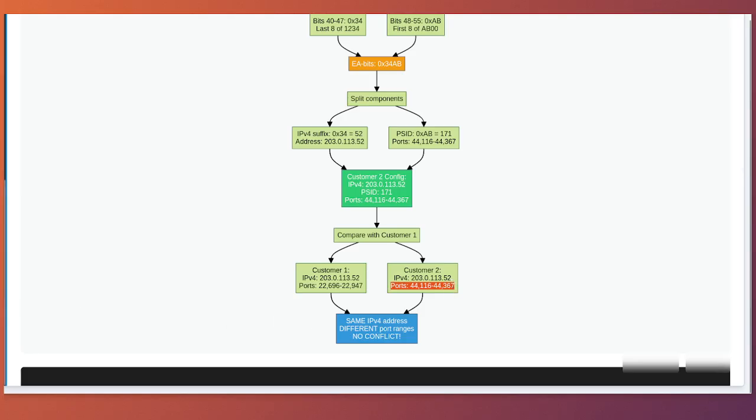Notice that this customer has the same IPv4 address as our first example, 203.0.113.52, but a different PSID of 171 instead of 86. This means they share the same IPv4 address but use completely different, non-overlapping port ranges. Customer 1 uses ports 22,696 through 22,947, while customer 2 uses ports 44,116 through 44,367. Both can operate simultaneously without any conflict because their port ranges do not overlap.